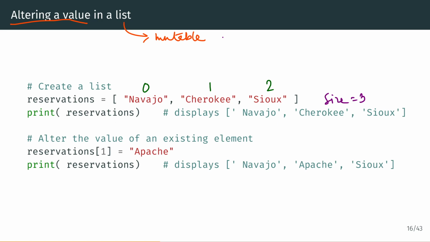So when you print this array, by the way, you can print the list using this statement, okay? You can just print and then within parentheses pass the name of the list, which is reservations, and Python will display the list in this format, okay? Now, when you print this list, it will print obviously Navajo, Cherokee, and Sioux because that's what the list contains, right? Now, let's say you want to alter the second element.